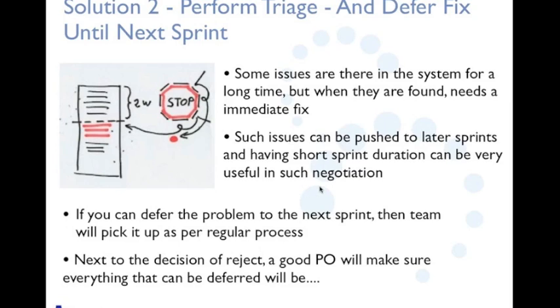So when you defer it to the next sprint, then the scrum team really picks it up as part of the regular process. So it gets into the sprint planning, it gets prioritized, it's taken as part of the sprint, and it's delivered. So it's just a part of the normal process. So next to the decision of rejecting something on the basis that it's not a production emergency, a good PO will also make sure everything that can be deferred will be deferred. Okay, so once again we are calling for a very good product owner here to take up solution two.